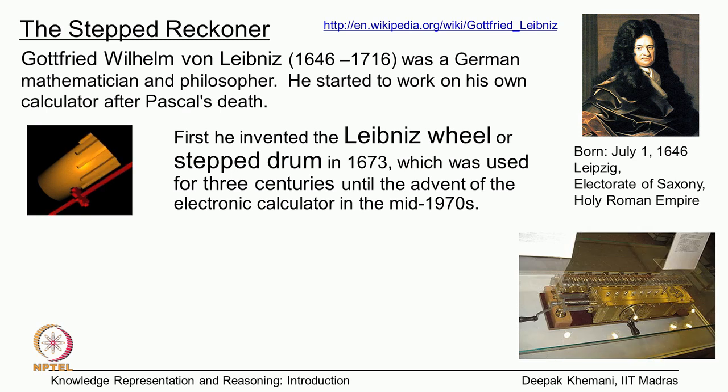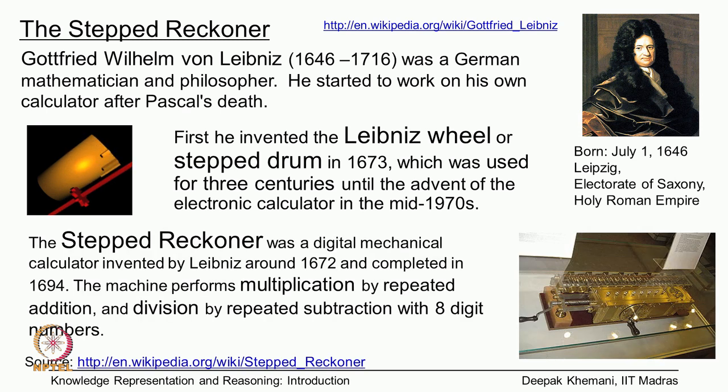And so, he built this device and it could do division by repeated subtraction with 8-digit numbers, essentially. Some of the earliest machines that were built, by machines I mean computers, were also 8-bit machines, essentially.